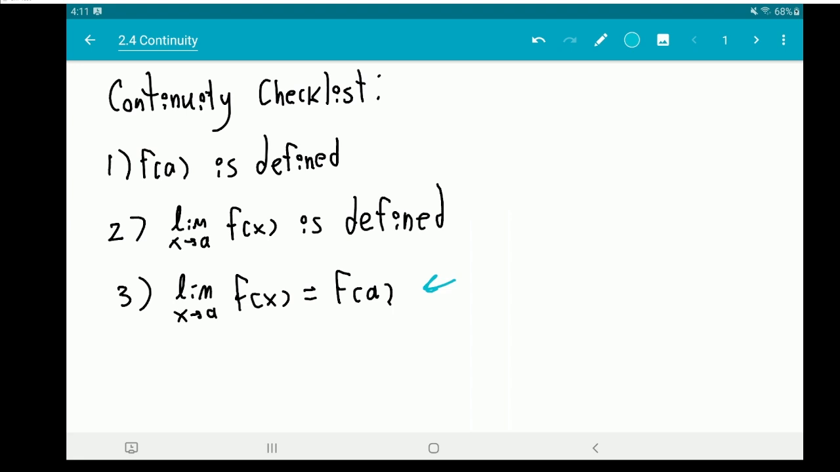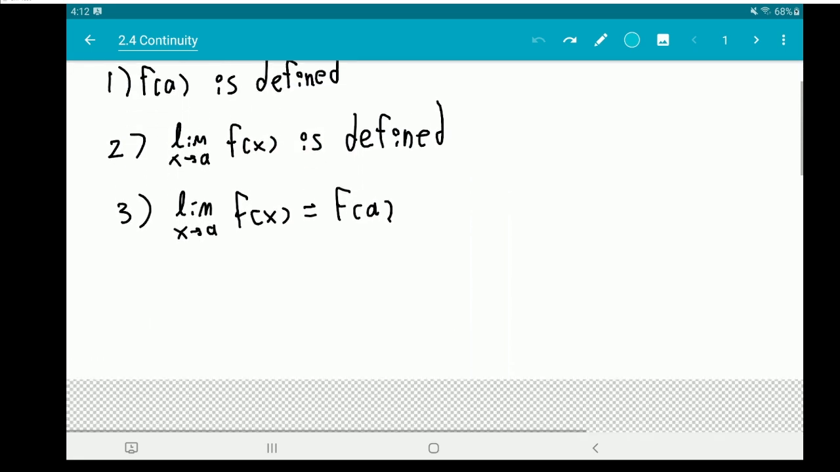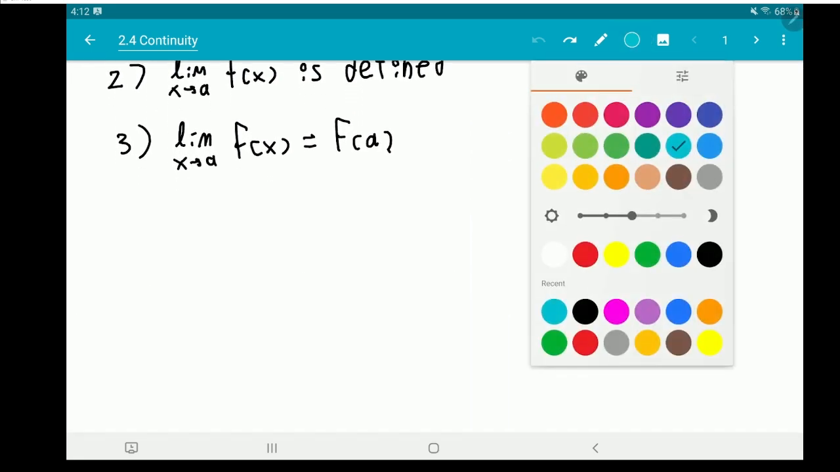So you get the limit, that exists, you can plug in, that works fine, and the two numbers that you get are equal to each other in the end. Once all three of these things are true, the function's continuous. If even one of them is false, your function is not continuous. And so there's three types of discontinuities, at least in this class, that we'll see.